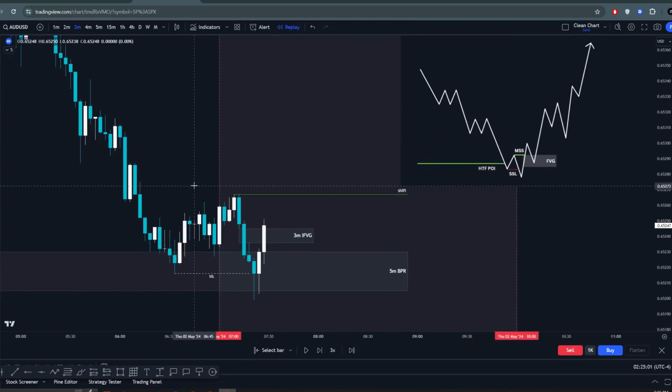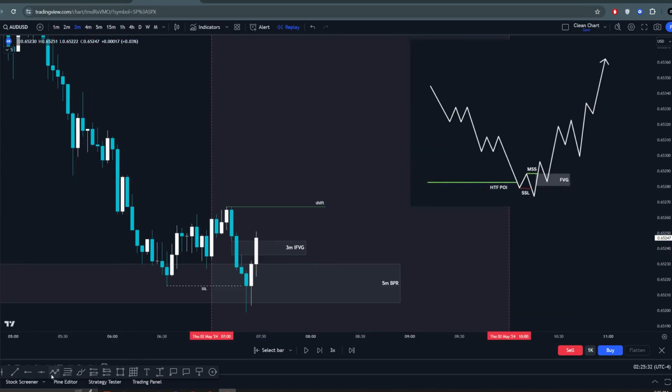For me personally, I will enter into this 3-minute fair value gap because sometimes the price action will just continue moving higher with no retracement in this breaker block right here. If you want to be safe, you can wait for a market structure shift above this swing high right here, and then you can wait for a fair value gap, and then you can entry off that fair value gap. I will enter in this 3-minute inverse fair value gap since we already displaced above this fair value gap.